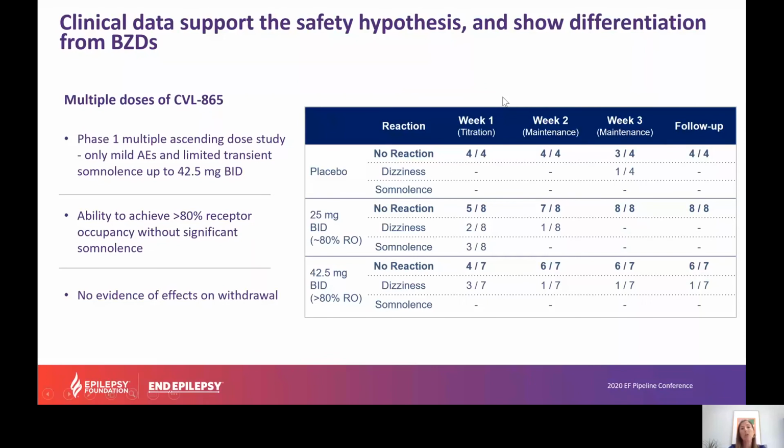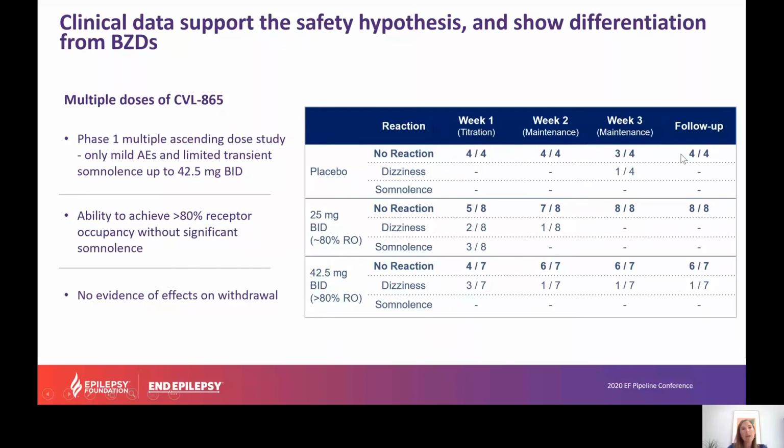So we do have a lot of safety data with CVL-865, and I'm showing data here from the last multiple ascending dose study that we did. And in that study, we used a quick titration during that 1 week. This was followed by 2 weeks of maintenance dosing and then the follow-up period. And in that trial, we had 2 cohorts, the first of which achieved 25 mg BID, which is around 80% receptor occupancy, and the second cohort, 42.5 mg BID, which achieved more than 80% receptor occupancy.